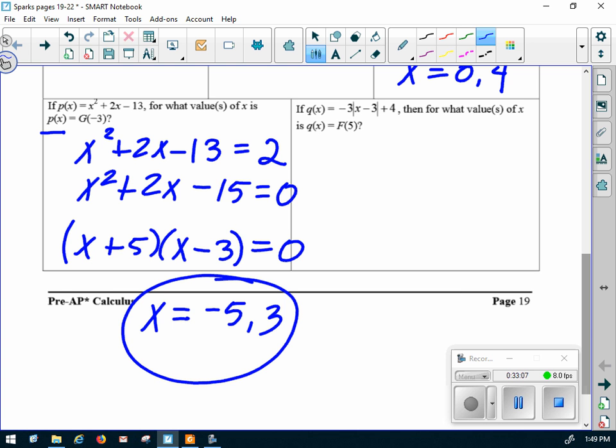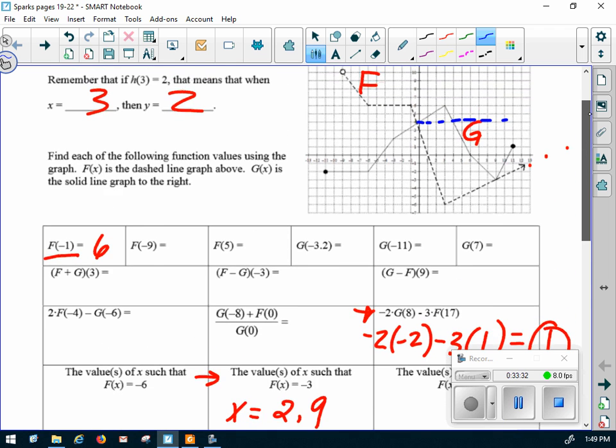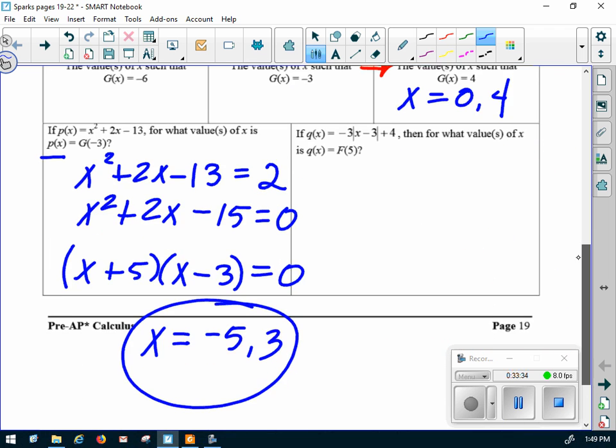Okay. Can I go on and talk about this last one? This is the last problem we're going to do. If q of x is equal to this equation right here, then for what values of x is q of x equal to f of 5? What do we need to find? What's f of 5? Negative 5? I'll just believe you.